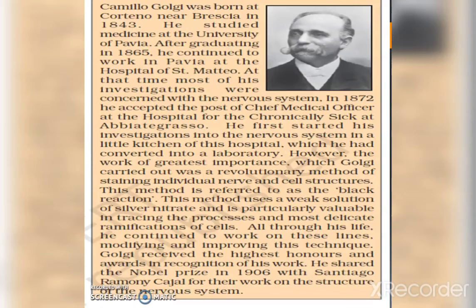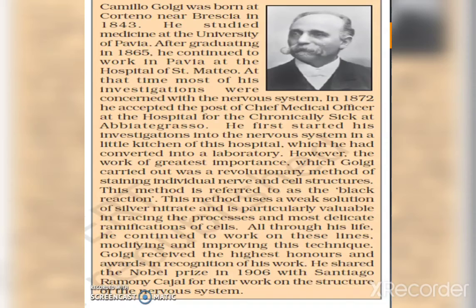He came up with a method to stain each nerve cell and to study cell structures, and this method is referred to as the black reaction. And what he did was, in this method, he uses a weak solution of silver nitrate and is particularly valuable in tracing the processes and most delicate ramifications of cell. Okay, ramifications means complex. Using this we can learn even about complex cells.